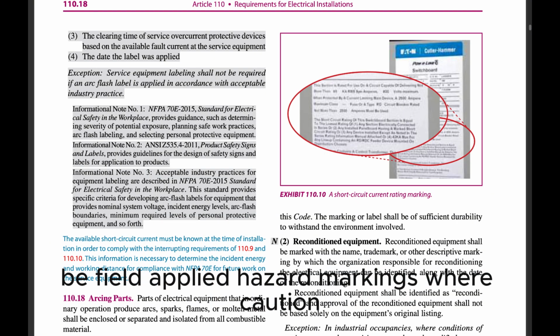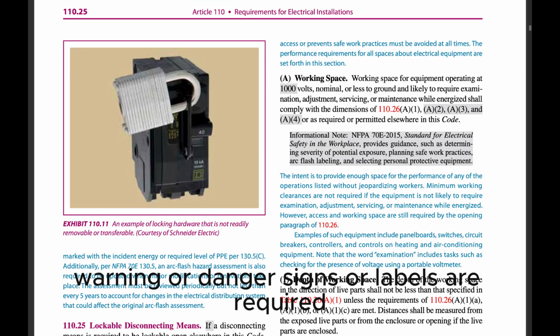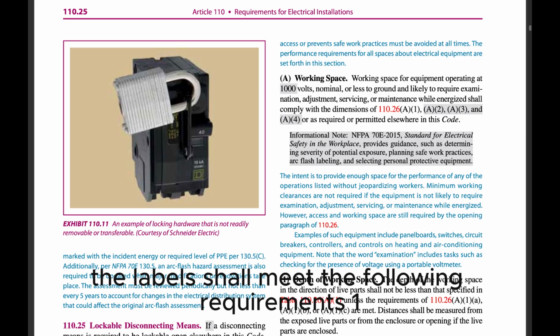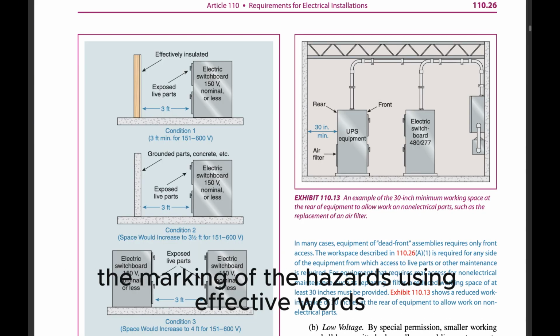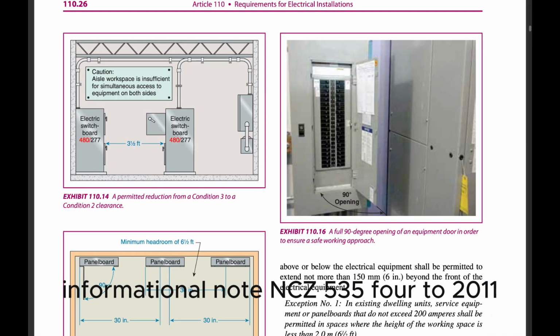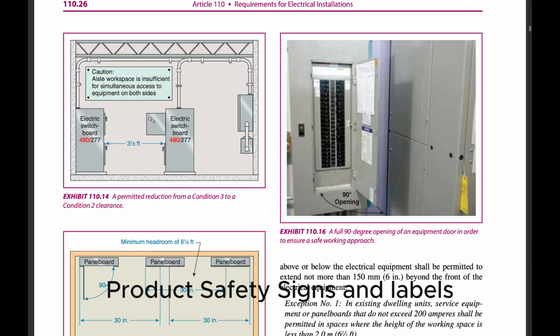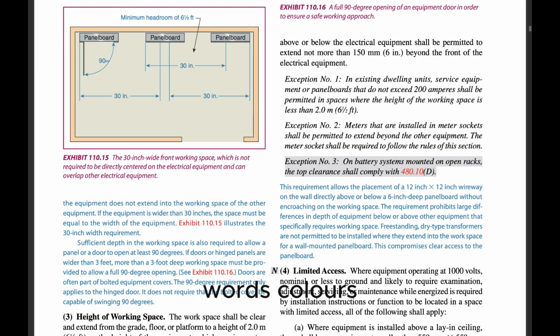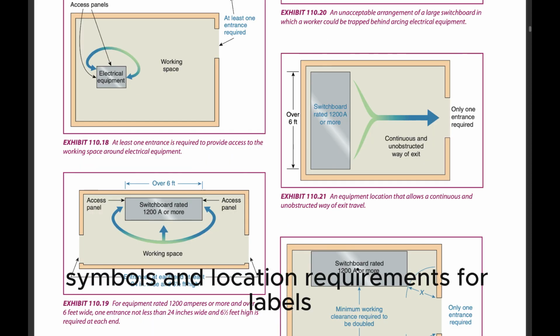B. Field-applied hazard markings. Where caution, warning, or danger signs or labels are required by this code, the labels shall meet the following requirements. 1. The marking of the hazards using effective words. Informational note: ANSI Z535.4-2011, Product Safety Signs and Labels, provides guidelines for suitable font sizes, words, colors, symbols, and location requirements for labels.